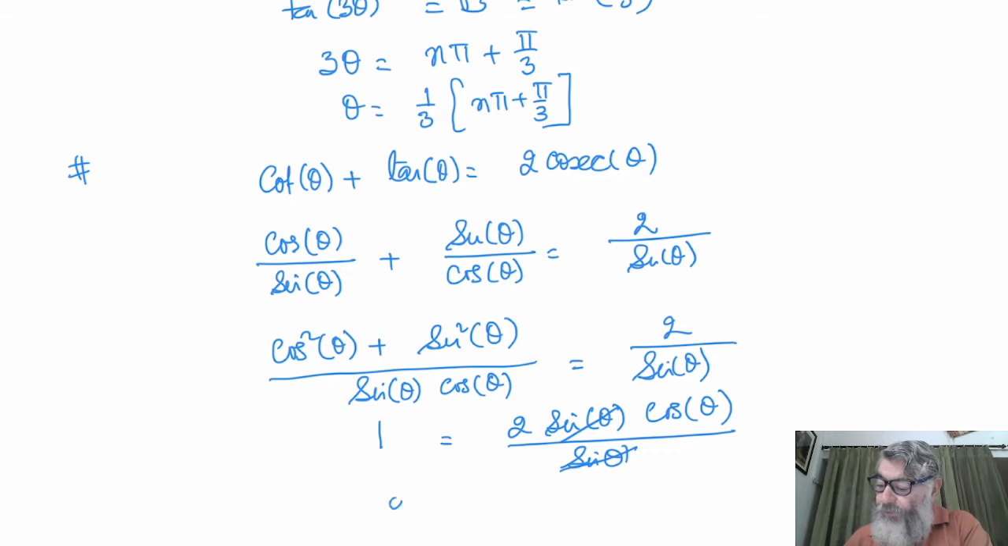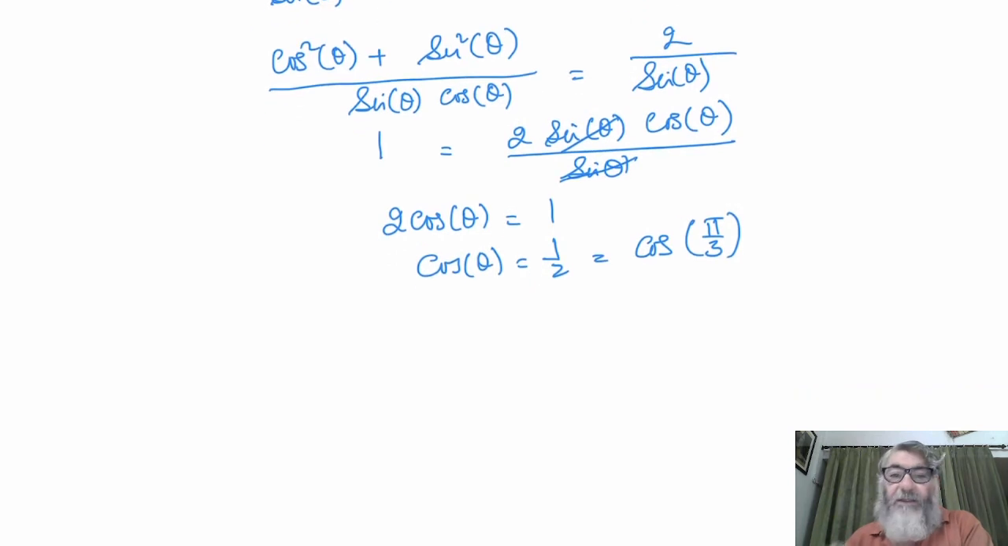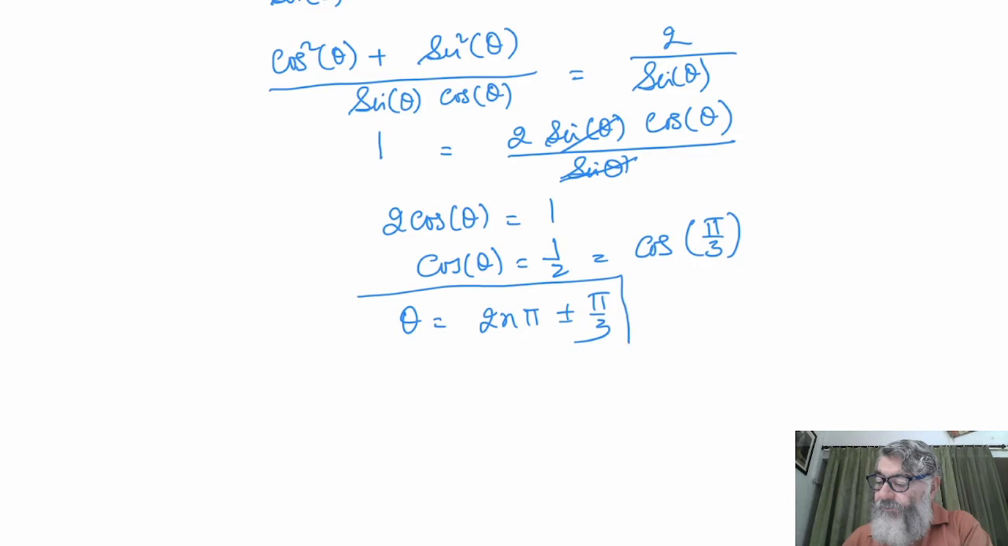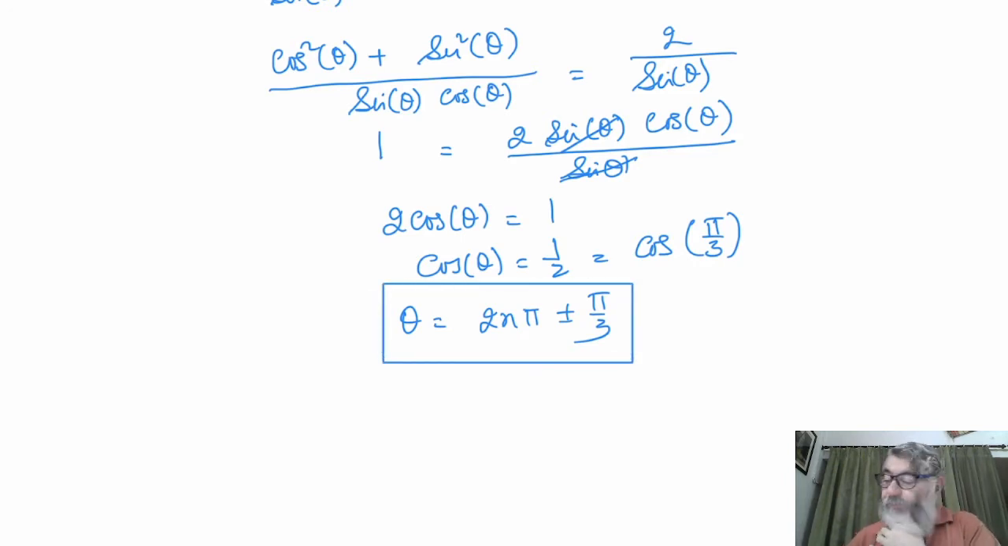What will I get? I'll get 2 cos theta is equal to 1, or cos theta is equal to 1 upon 2, which is cos 60, which is cos pi by 3. So theta will be, because it is a cos solution, 2n pi plus minus pi by 3. This is the general solution for this particular equation, 2n pi plus minus pi upon 3. Let's see another question.